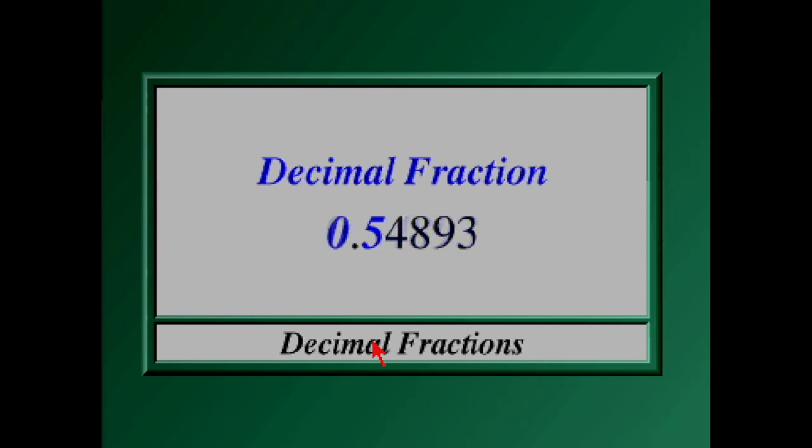Placeholders are found at both sides of the decimal point. Sometimes a 0 is placed in the ones column just to the left of the decimal point as a placeholder. This is to alert the reader that this is a decimal, not a whole number.